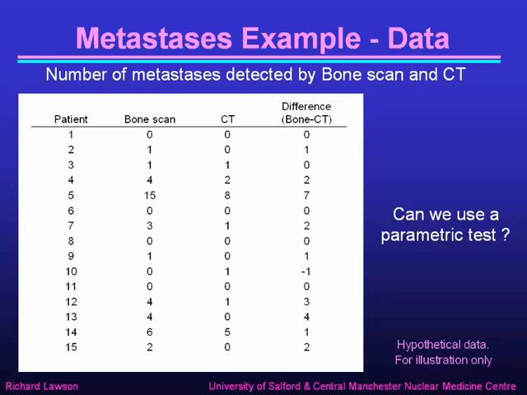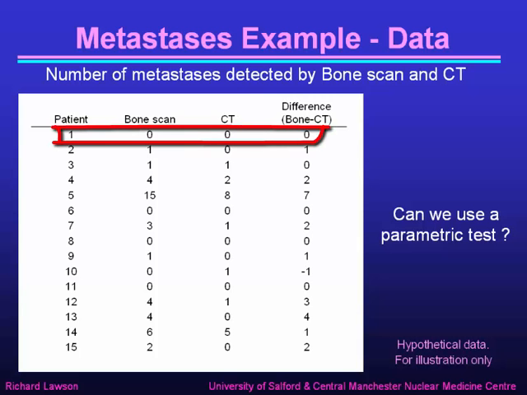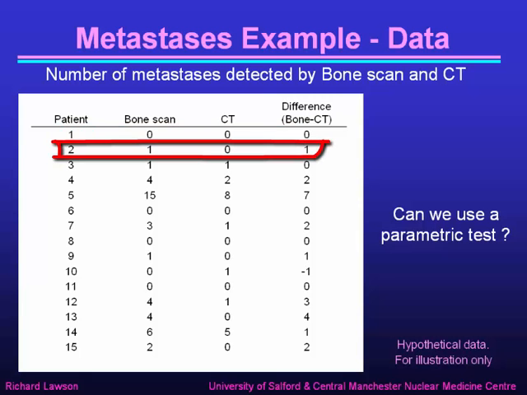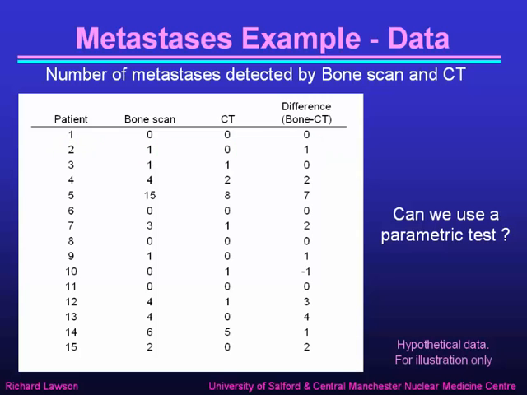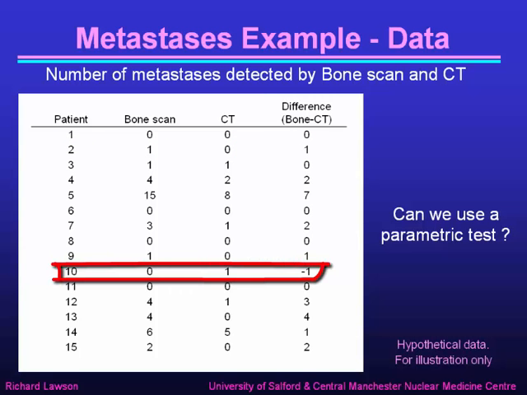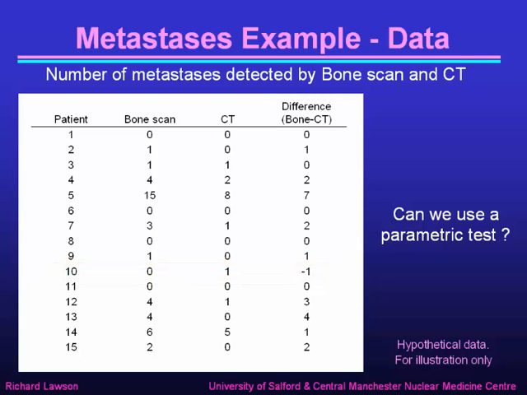So we take the difference between the number of metastases on the bone scan minus the CT. So the first patient had 0 metastases seen on the bone scan and 0 on the CT, so the difference is 0. The next patient had 1 metastasis on bone scan, none on CT, so a difference of +1. In fact, most of those differences are positive apart from patient 10, who had a negative difference. So we might suspect that because they're all in one direction, that seems to indicate that bone scans have detected more metastases than CT, but we want to prove it.